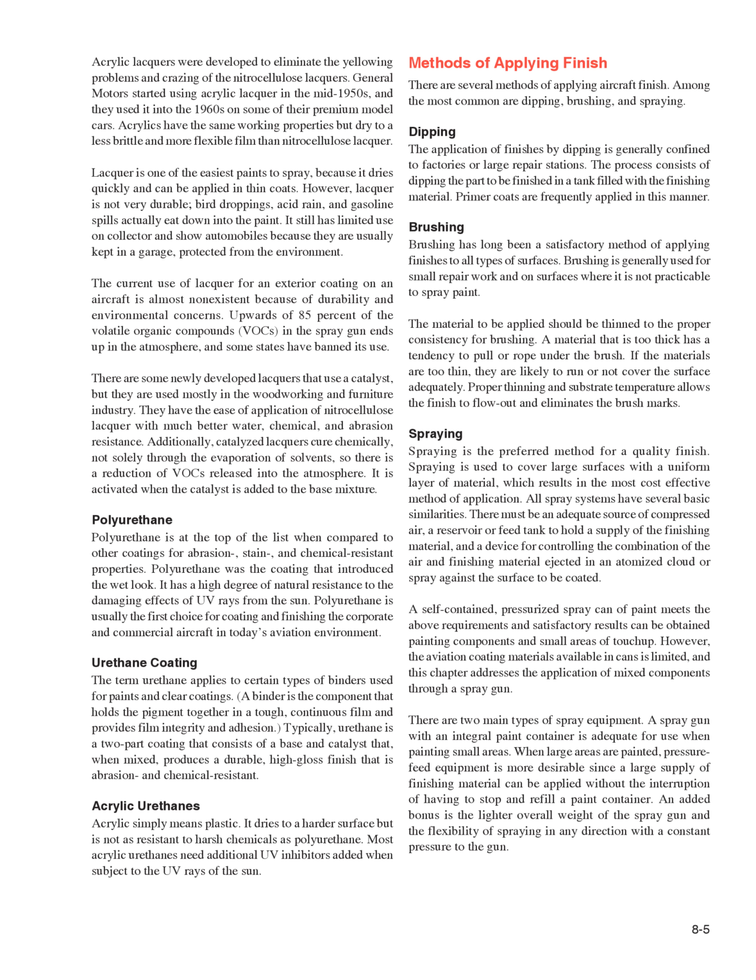A spray gun with an integral paint container is adequate for use when painting small areas. When large areas are painted, pressure feed equipment is more desirable since a large supply of finishing material can be applied without the interruption of having to stop and refill a paint container. An added bonus is the lighter overall weight of the spray gun and the flexibility of spraying in any direction with a constant pressure to the gun.